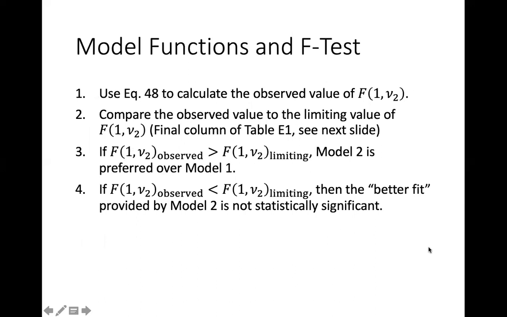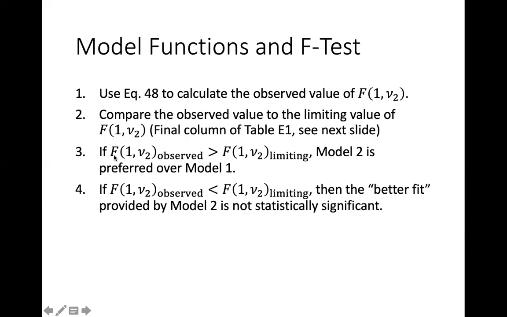And so here's step-by-step instructions how to apply the F-test. First, you use equation 48 to calculate the value of F of 1 comma nu2 from the observed data. Then you compare the observed value of F1 nu2 to the limiting value of F1 nu2, which you're going to take from a table. The table can be found in the lab manual. It's table E1 of the appendix to chapter 1. It's also reproduced on the next slide, which I'll show you in just a second.